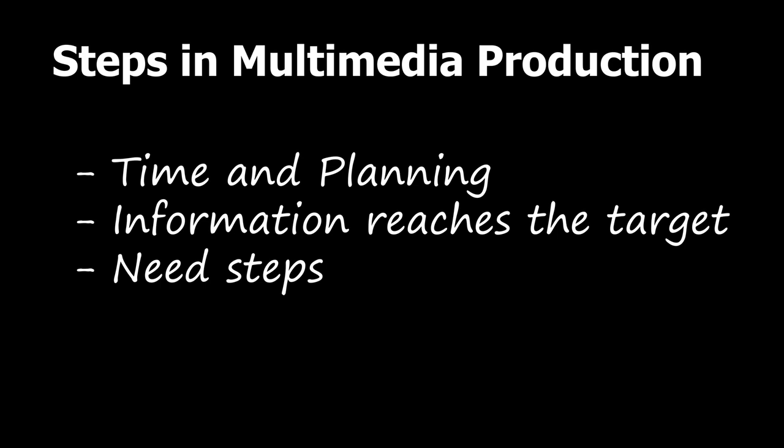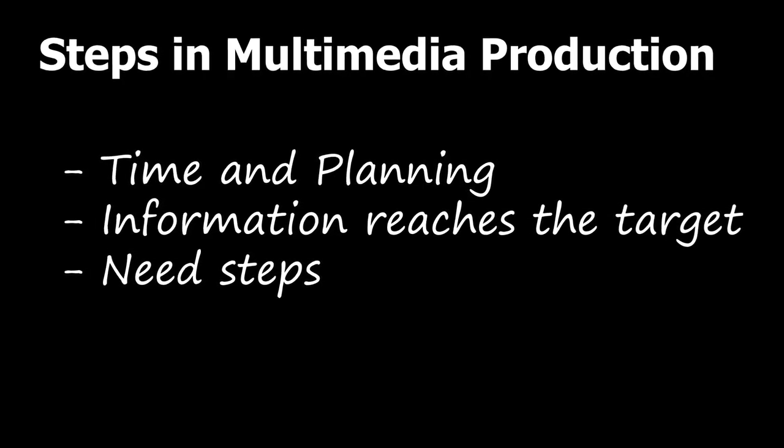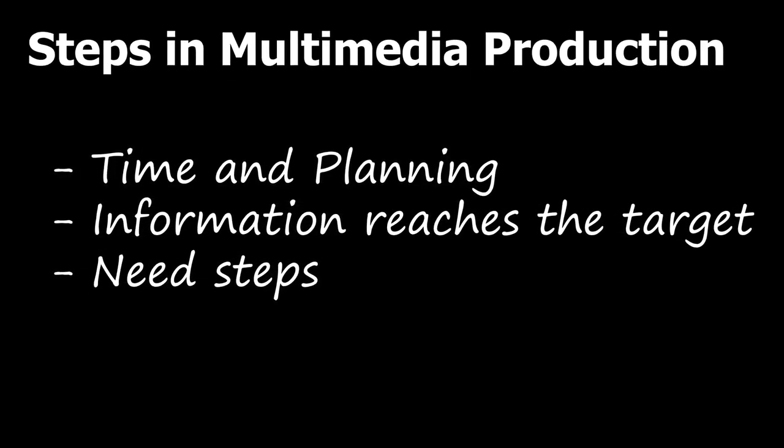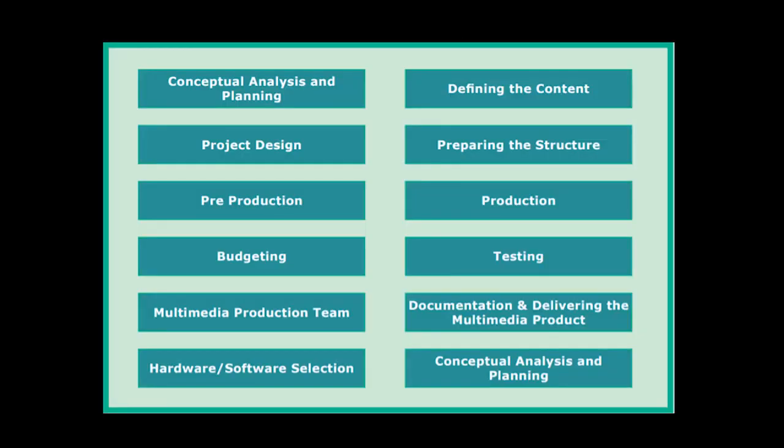So here in multimedia production also we have some steps. Let's see what are the steps in multimedia production. Conceptual analysis and planning. This is the first step. Then project design, and pre-production. Under the pre-production, these next steps are going to come: budget, multimedia production team, hardware and software selection, defining the content, preparing the structure, production, testing, documentation, and then at last delivering the multimedia product.